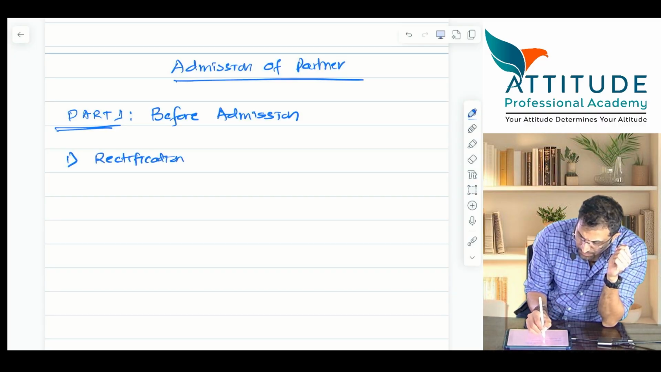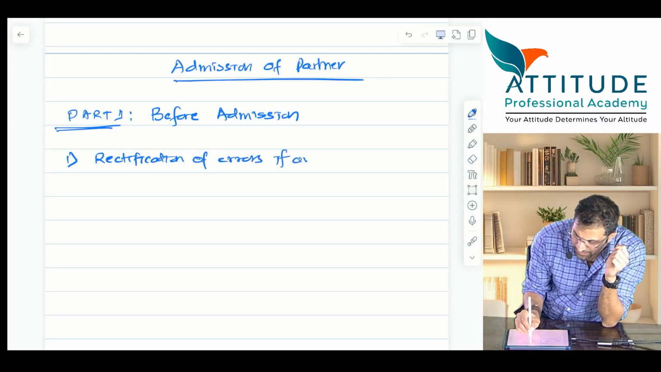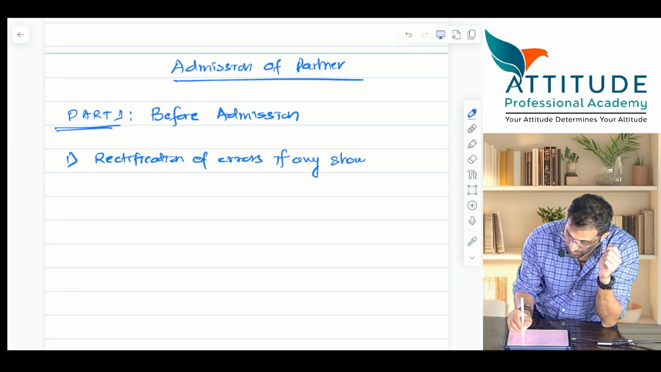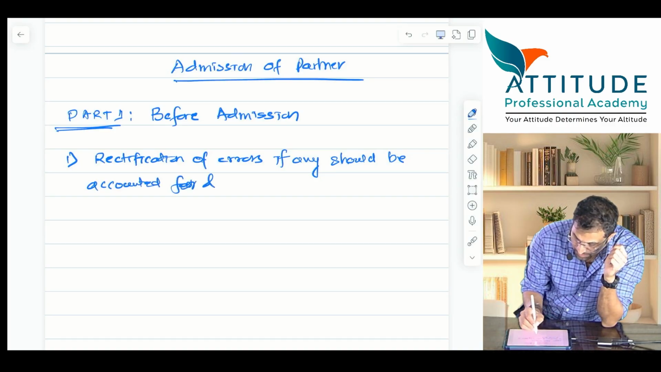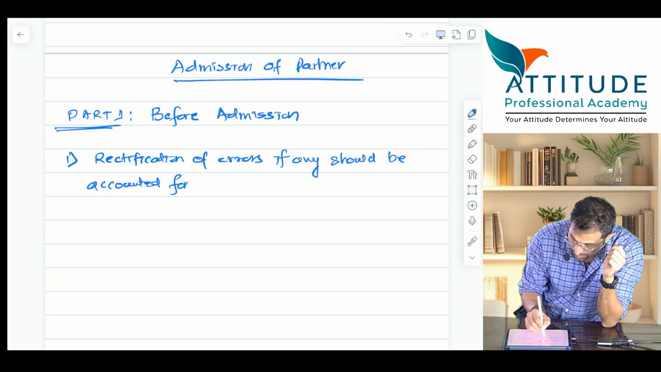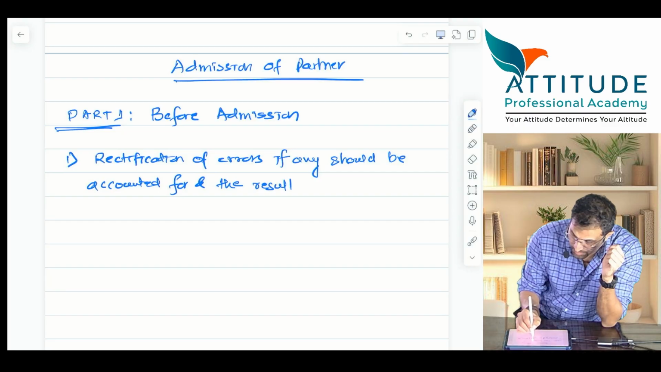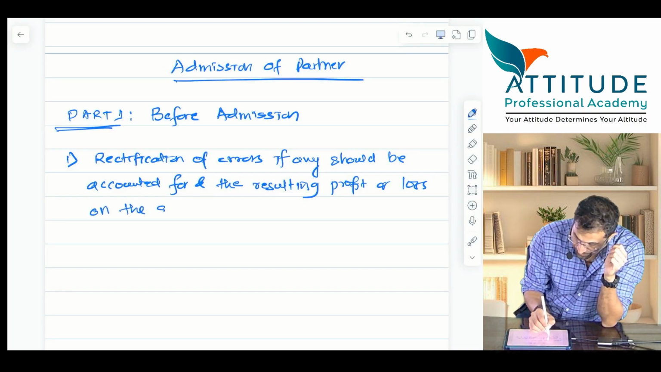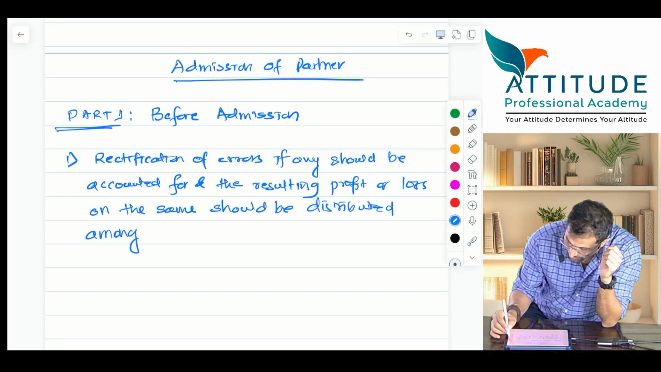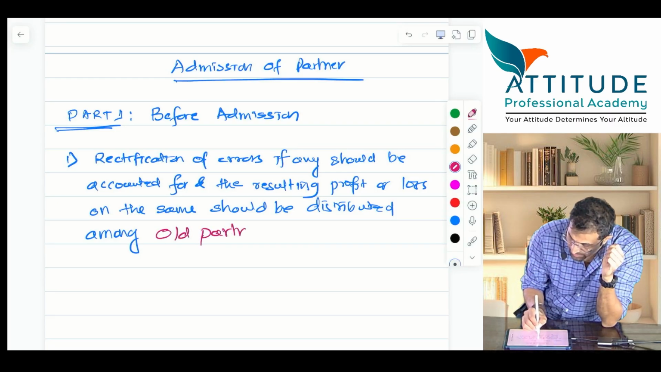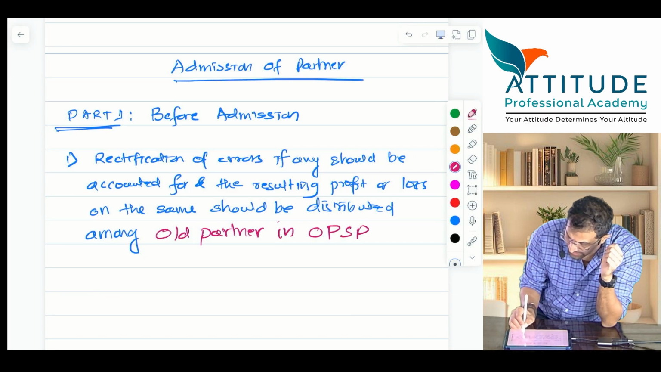Rectification of errors, if any, should be accounted for, and the resulting profit or loss on the same should be distributed among old partners in old profit sharing ratio.